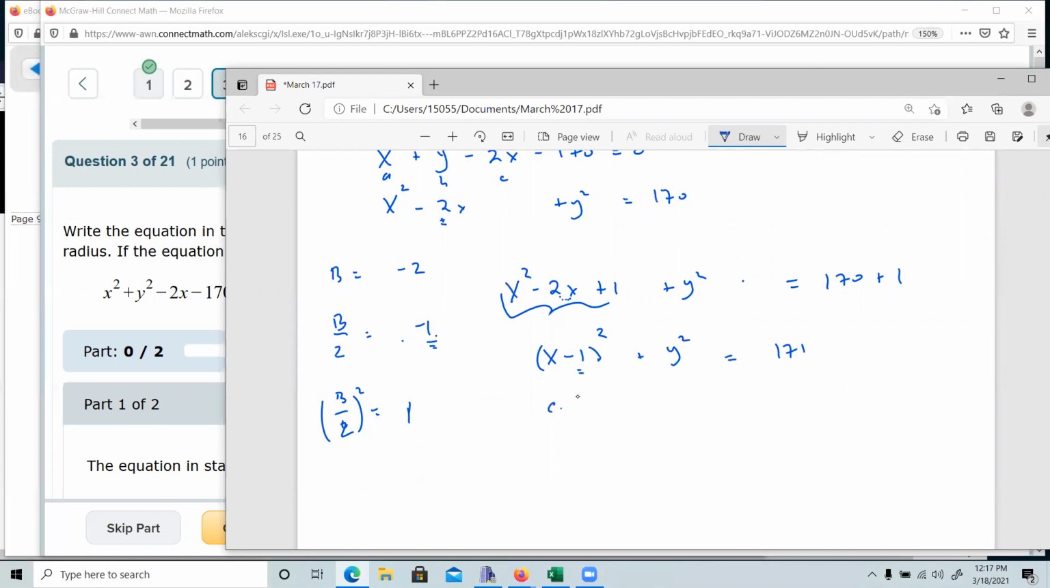Okay, so in this case, what's the center? Remember, the -1 belongs to the formula, so that's 1. This is y minus 0 squared, and that's my center. My radius is equal to the square root of 171. Let's see, can I go fishing for some perfect squares and make this a little bit better? 171 is not a perfect square, though, so whatever we come up with is going to be a mess somewhere in here.